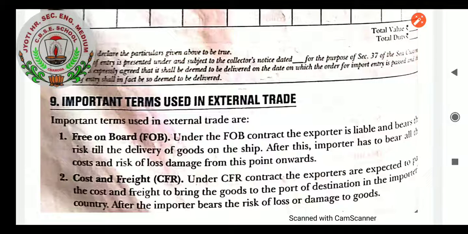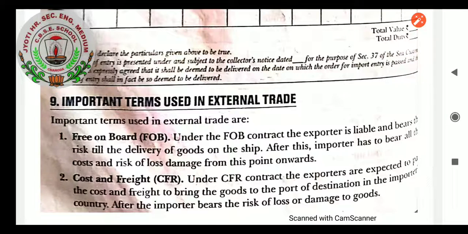Next is important terms used in external trade. What are the important terms used in external trade? We have already learned in the export documents. Important terms used in external trade are free on board and cost and freight. Free on board, we already learned. Under the FOB contract, the exporter is liable and bears the risk till the delivery of goods on the ship. After this, the importer has to bear all the cost and risk of loss or damage from this point onwards.